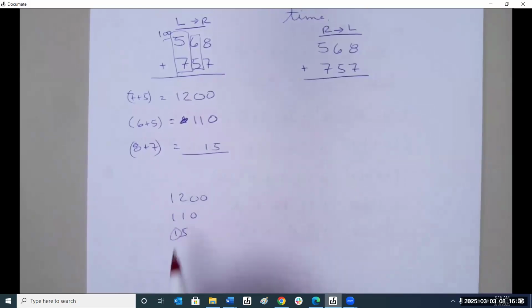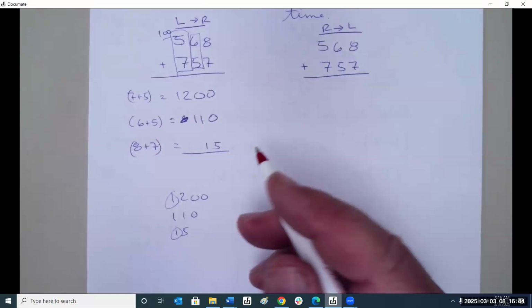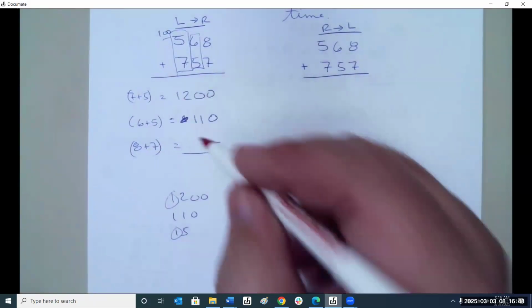Is this the hundreds column? No. Is this the tens? No. So you have to be very careful on how these things are written. So it has to be right justified. The ones have to go in the ones column, then the tens, the hundreds, and the thousands.